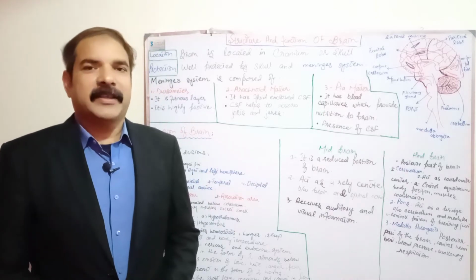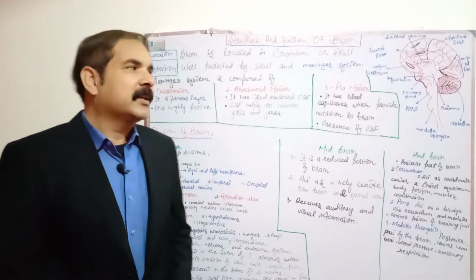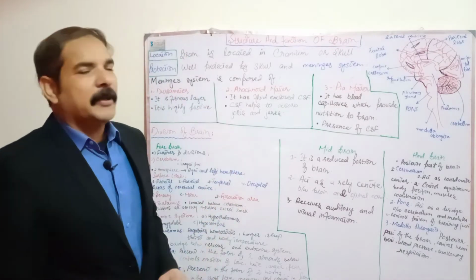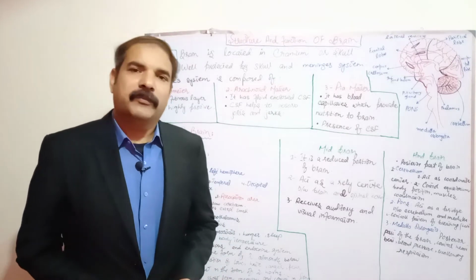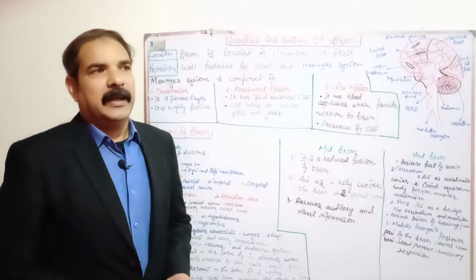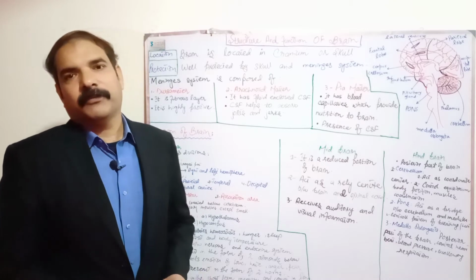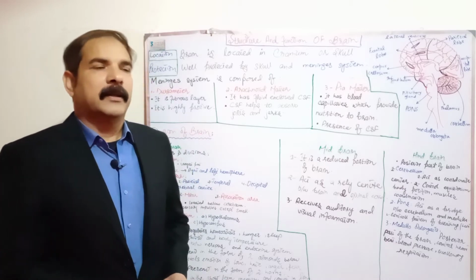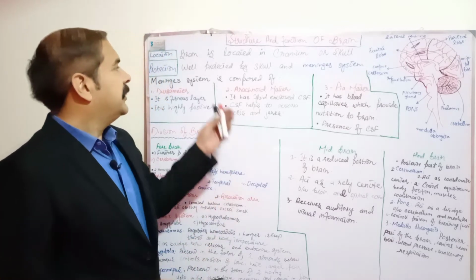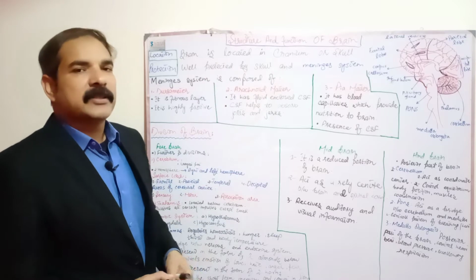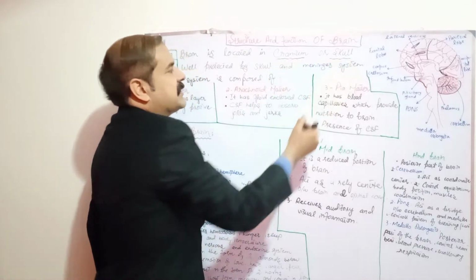The topic of today is the structure and the function of the human brain. The human brain is a very important part of the human body, and it is the nucleus of the body as it controls all the functions of the human body. As concerned its location, the brain is located in the cranium or skull.